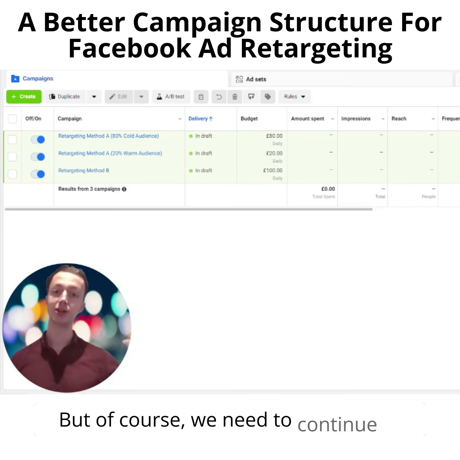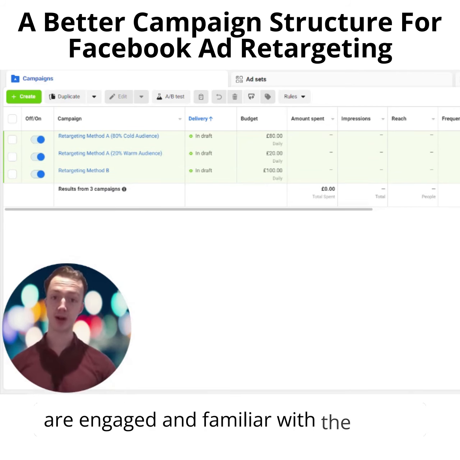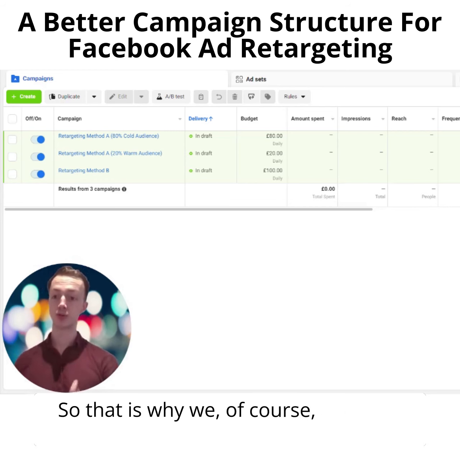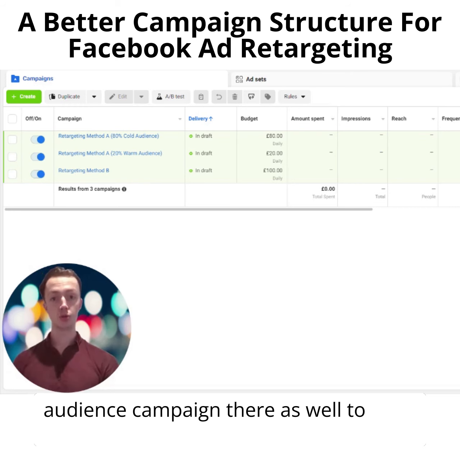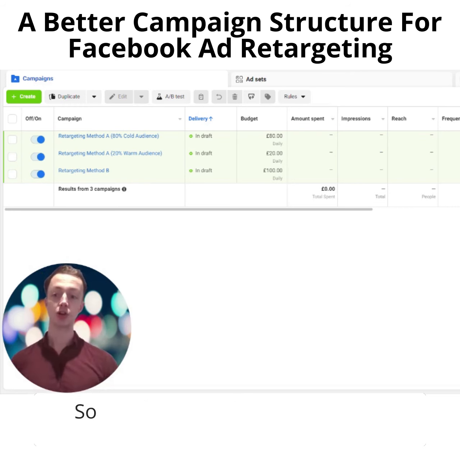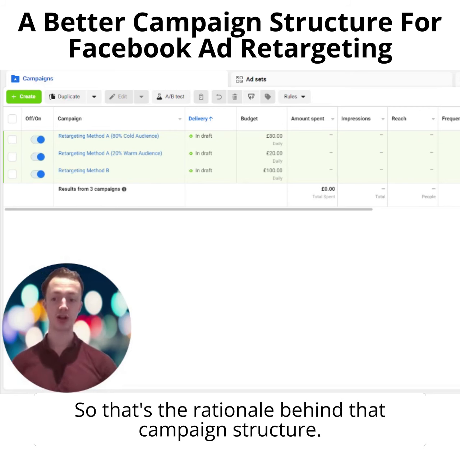Now, the most amount of value and performance will come from the warm audience, but of course you need to continue to feed the warm audience by finding people who are engaged and familiar with the brand. So that is why we, of course, need the cold audience campaign there as well, to drive more people to the website and engage with the Facebook page. So that's the rationale behind that campaign structure.